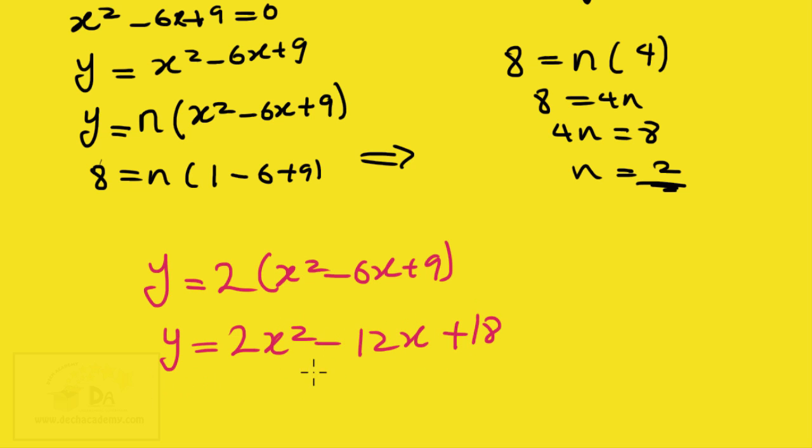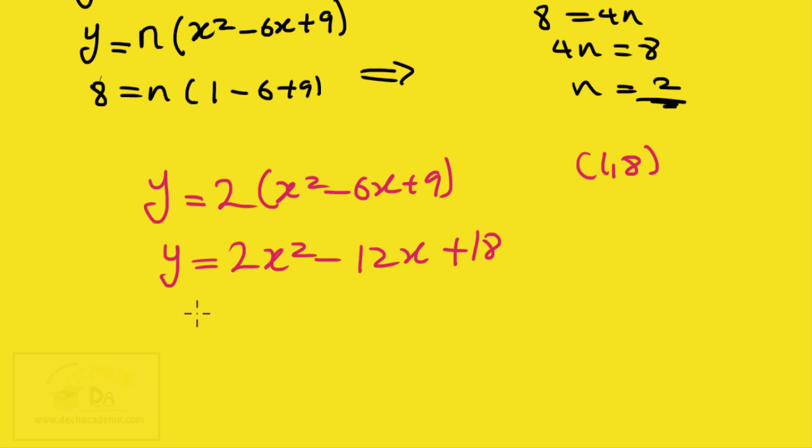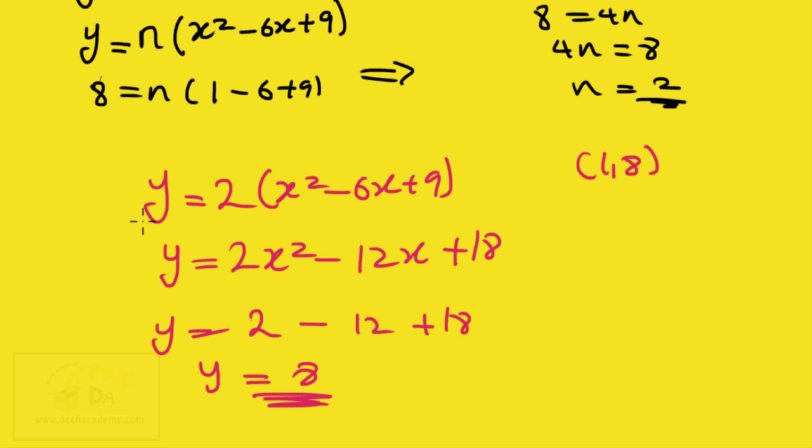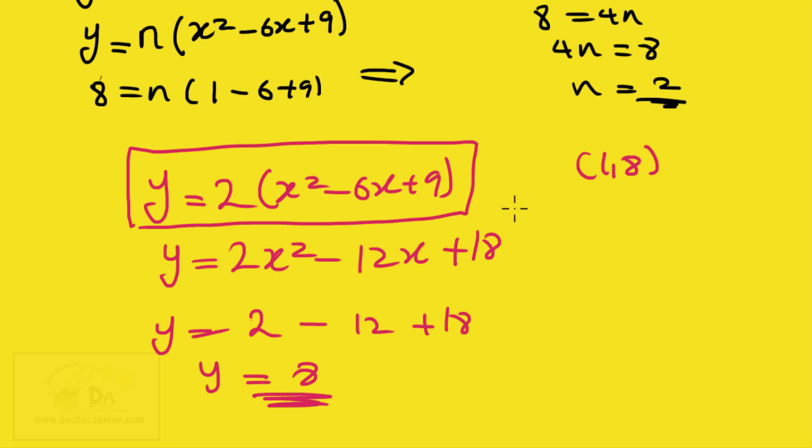So what I'm trying to say is this equation has repeated roots 3, and also the point 1,8 lies on the equation. Let's test the point 1,8. If I replace x with 1 and y with 8, I get 2 times 1 squared, which is 2, minus 12 times 1, which is 12, plus 18. I get y equals 18 plus 2, 20 minus 12, which is 8. So as you can see, this equation has repeated roots 3, and this point also lies on that equation.